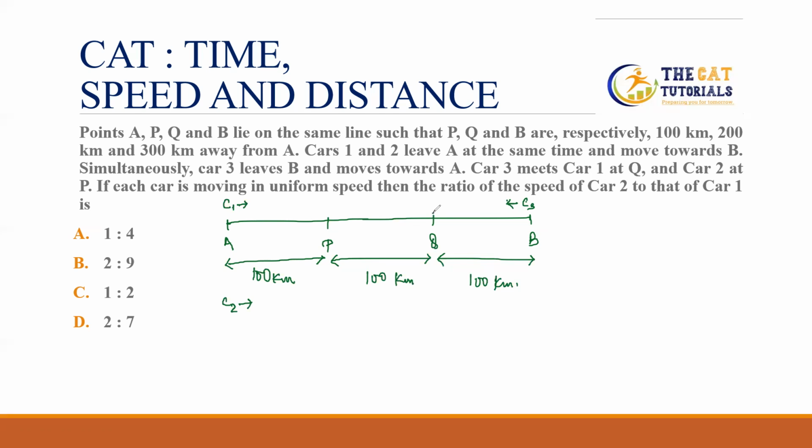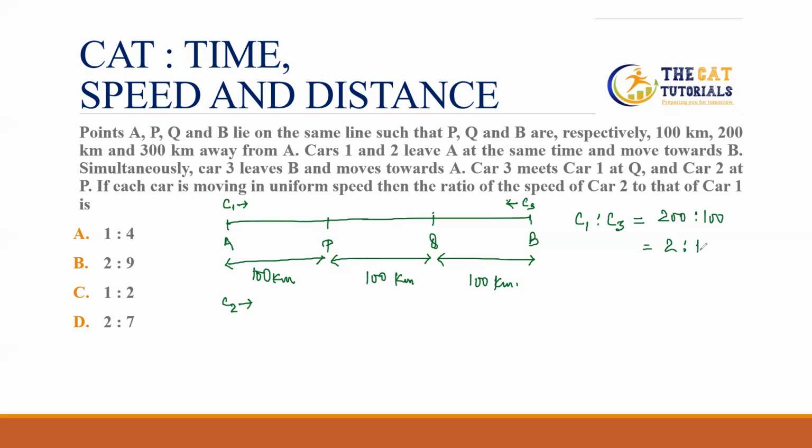So what is the meaning of this? If car 3 meets car 1 at Q, then when car 1 covers a distance of 200 kilometers, car 3 has covered a distance of 100 kilometers. For the same time, if the ratio of the distances is 200 to 100, then definitely the ratio of their speeds is also 200 to 100. So the ratio of the speed of car 1 to car 3 is 2 to 1.